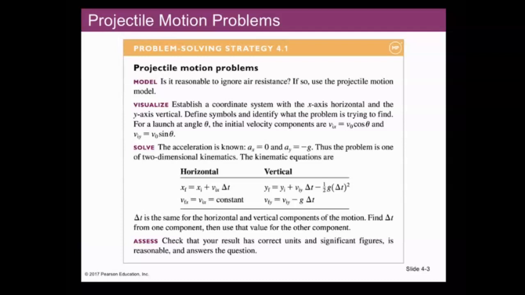To visualize, establish a coordinate system with the x-axis horizontal and the y-axis vertical. Define symbols and identify what the problem is trying to find. For a launch at angle theta, the initial velocity components are v initial x equal to v sub 0 cosine theta and v initial y equal to v sub 0 sine theta.